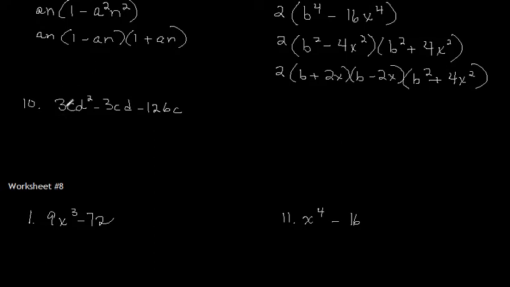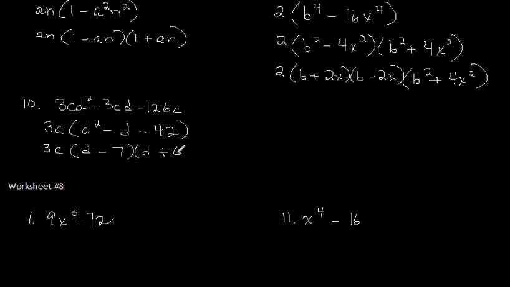Okay, let's look at this one. You can see there's a 3c in all of them, so you take out the 3c, and you're left with b squared minus d minus, oh great, 126. Whoops, I forgot to take the 3 out of it. That would make it easier, wouldn't it? So 3 goes into 6, into 12, 4 times. 3 goes into 126, 42 times. Oh, that's a lot easier. So we get 3c, and then d minus 7, d plus 6, because 7 times 6 gives you 42, and outer and inner give you this negative.